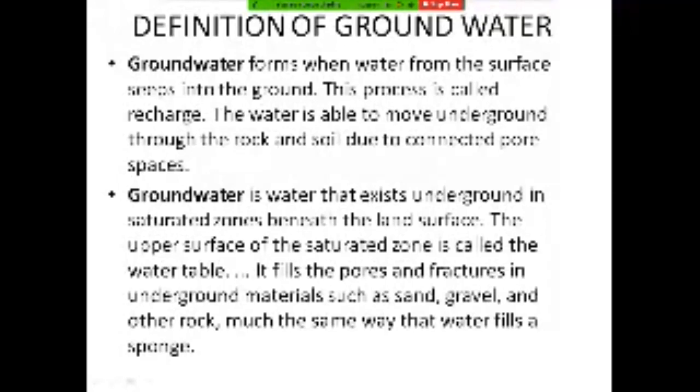Groundwater is a water that exists underground in the saturated zones beneath the land surface. The upper surface of the saturated zone is called as the water table. Okay, so this upper surface of the saturated zone is called as the water table. Through this water table, which we learnt in the 7th class, we know whether the well is going to dry in the summer or not. It fills the pores and the fractures in the underground material such as the sand, gravel and other rock, much the same way that water fills a sponge.